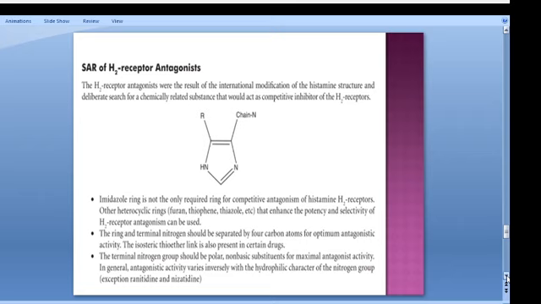rings like thiophene, thiazole, and furan can be used, and they enhance the potency and selectivity of the H2 receptor antagonist. The ring and the terminal nitrogen must be separated by 4 carbon atoms for optimum antagonistic activity.